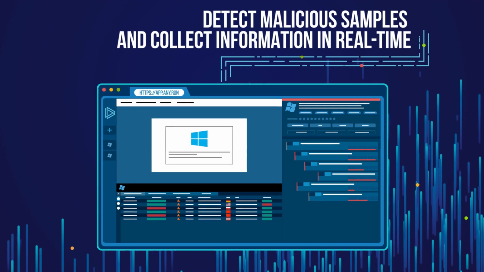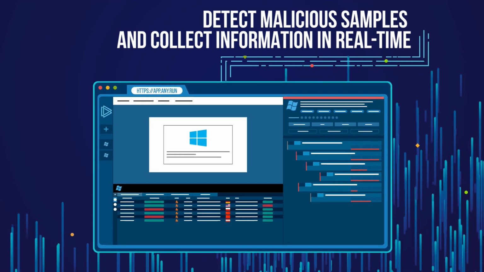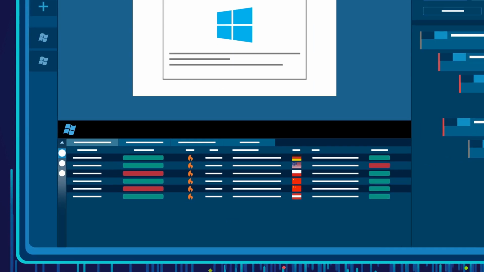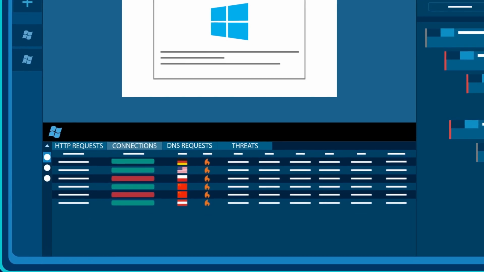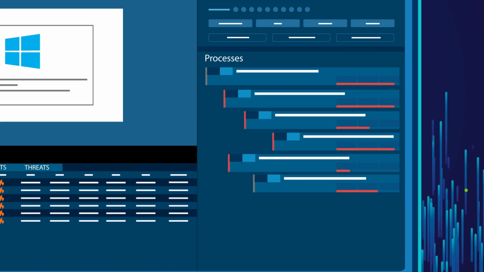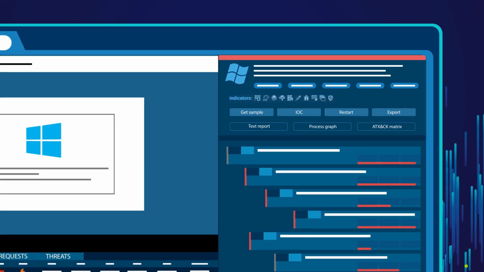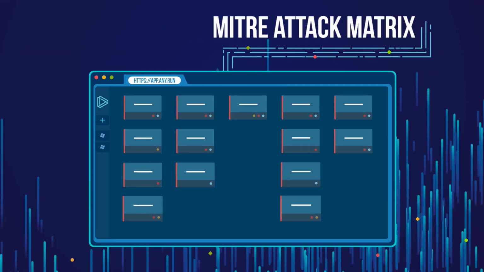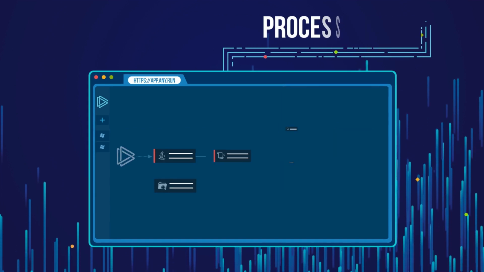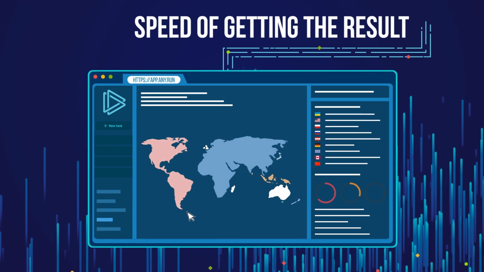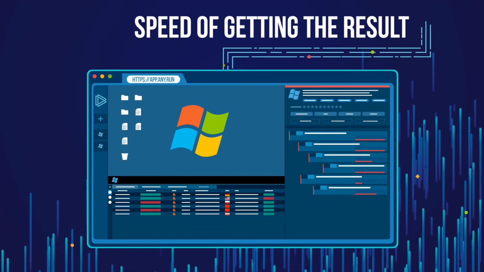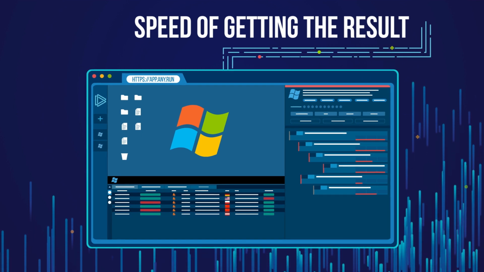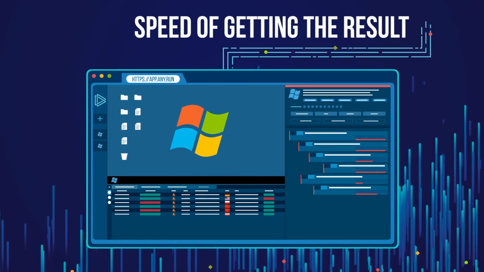Detect malicious samples and collect massive amounts of information in real time. Downloadable files and modules. Network connections. System processes. Incident indicators, MITRE ATT&CK matrix, process graph, and much more. What are the benefits? The interactivity of ANY.RUN allows you to get initial results immediately after starting the task. The whole process often takes just a few seconds.